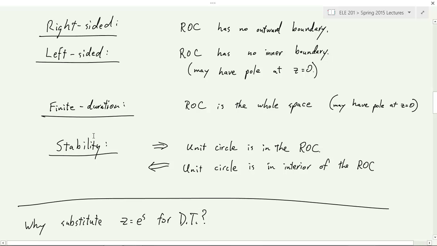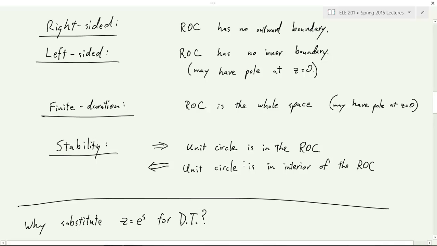Now, stability. We know that the impulse response of a system that is stable has the following property. If it's stable, then the unit circle is in the region of convergence. Remember, the unit circle is where the Fourier transform lives. So it's like saying, if it's stable, the impulse response will have a Fourier transform.